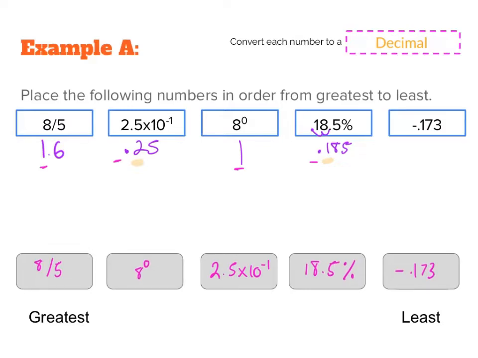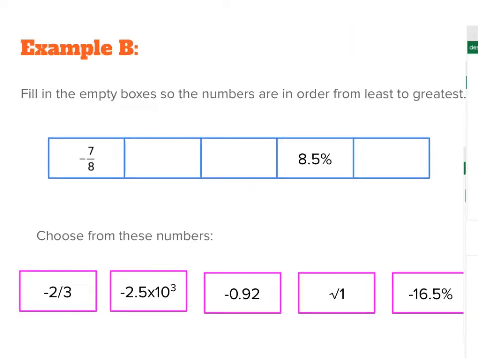Now let's go ahead and take a look at example B. Here we are at example B, and it says fill in the empty boxes so the numbers are in order from least to greatest. So this is the type of question that I would probably see if I were going to be taking a quiz or a standardized test. So I would probably be paying attention to how this problem is done.